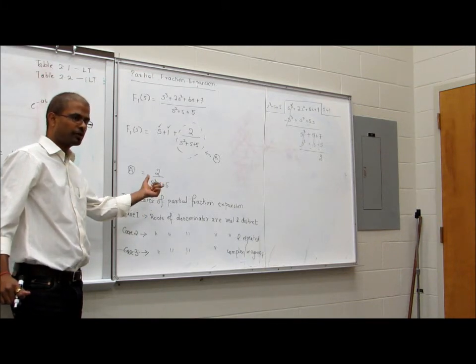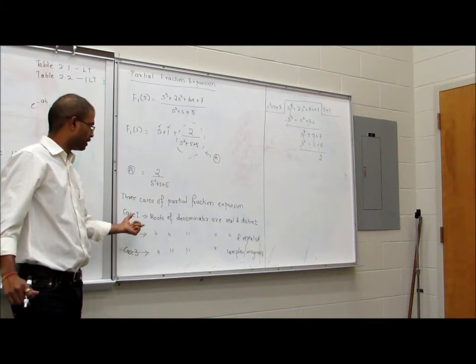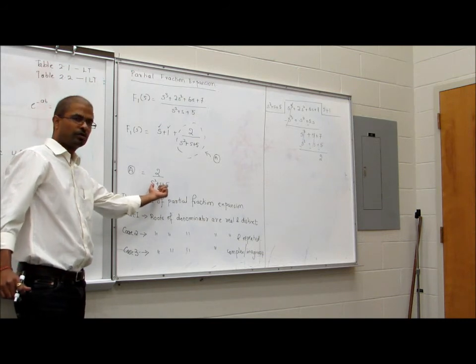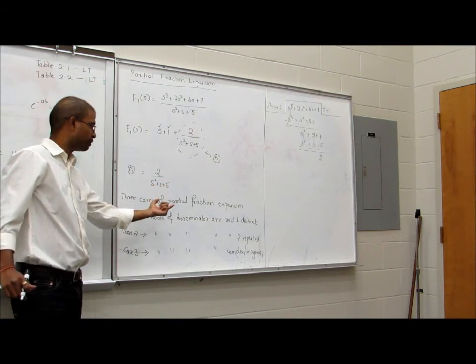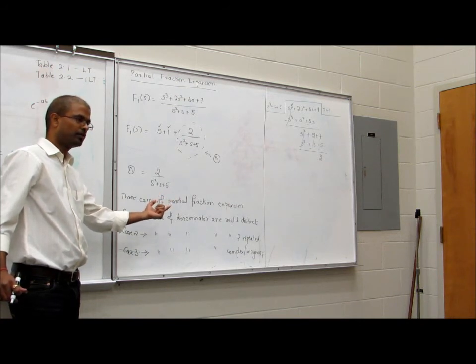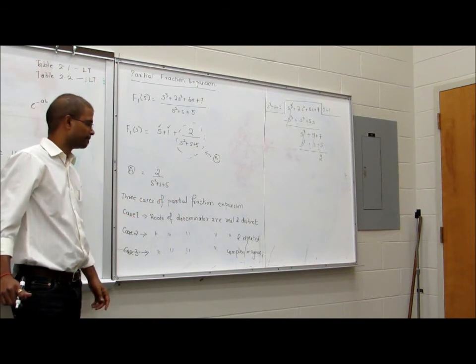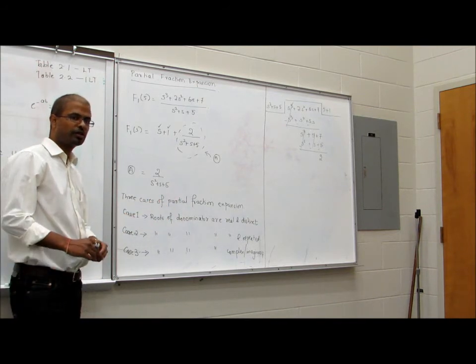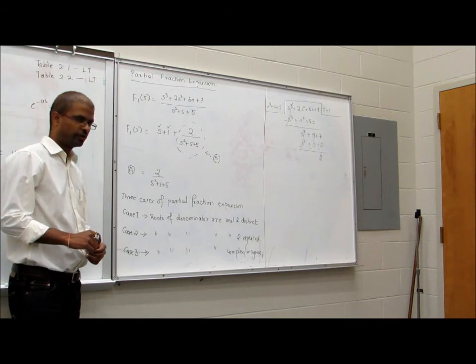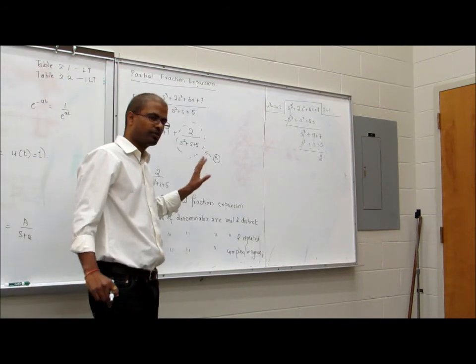When you're doing the partial fraction expansion, you encounter one of these cases. It cannot be anything other than this. The roots of this denominator could either be real and distinct, or real and repeated, or complex or imaginary. What is the difference between complex and imaginary? Complex has a real part and an imaginary part. Imaginary is pure.